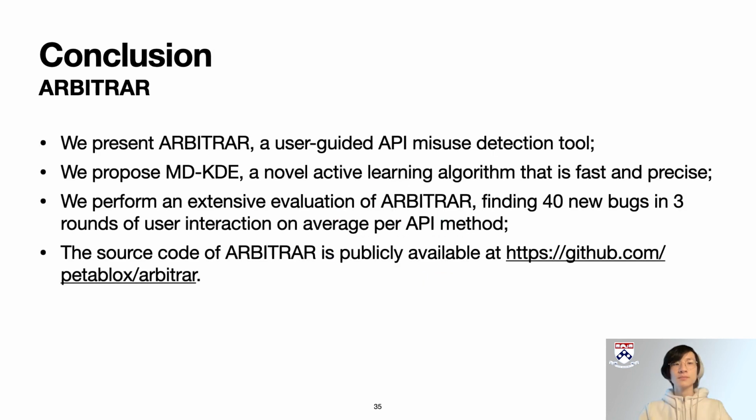In conclusion, we present ARBITRAR, a user-guided API misuse detection tool. Secondly, we propose MD-KDE, a novel active learning algorithm that is fast, precise, and well-fitted under the API misuse detection setting. Last but not least, we perform an extensive evaluation of ARBITRAR. Our tool not only outperforms existing tools, but also finds 40 new bugs in 3 rounds of user interactions on average per API method. The source code of our tool ARBITRAR is publicly available at the following URL.